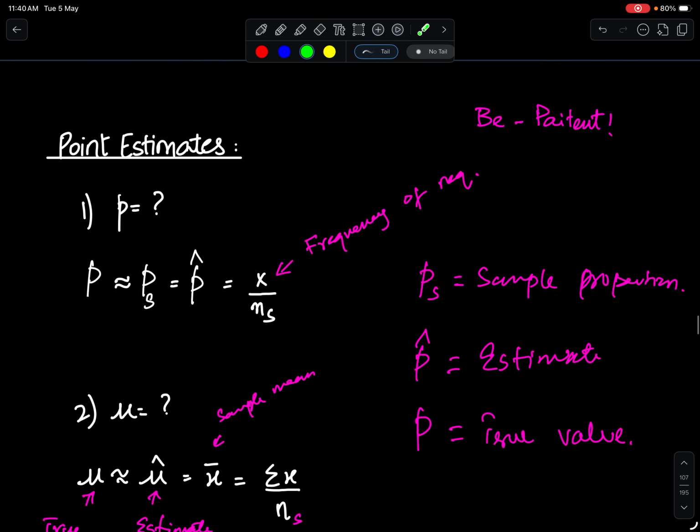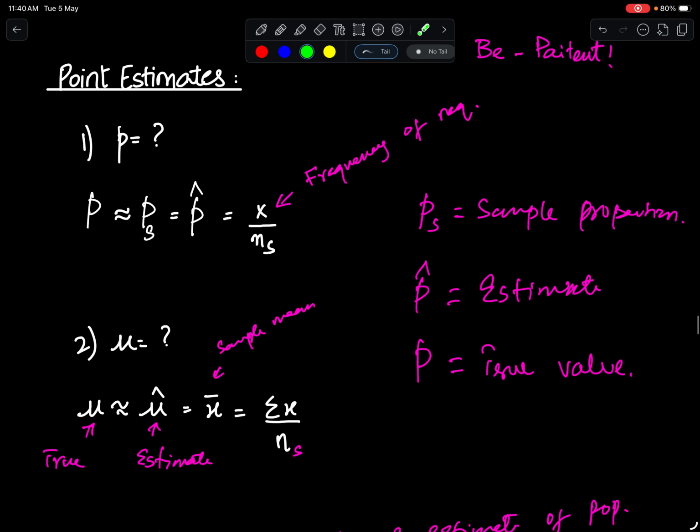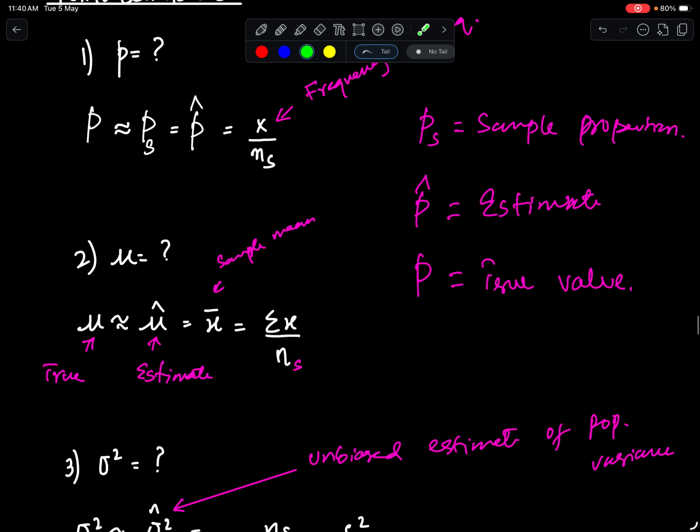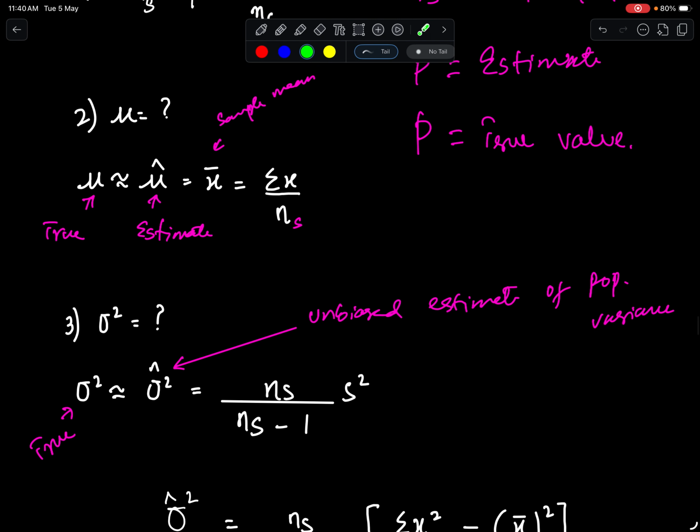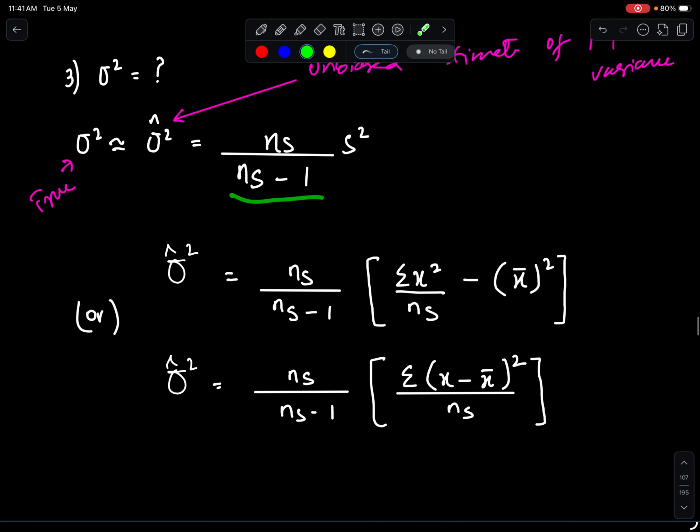Point estimates. If p is unknown, then we find the sample proportion, p cap, x upon n_s. We have done this formula. If the true population mean is unknown, then we find mu cap, x bar, sigma x over n_s. And if the population variance is unknown, we find the unbiased estimate of population variance. We have done these formulas.